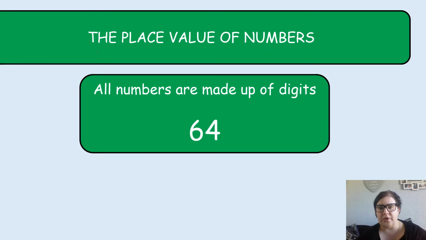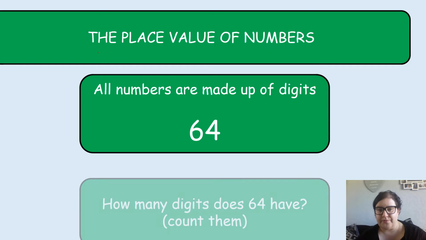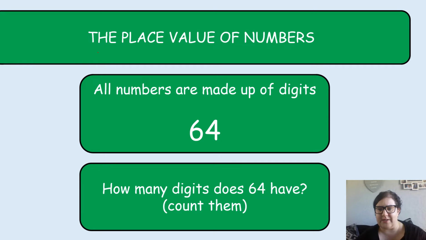Our maths lesson today, we are going to look at place value of numbers again. All numbers are made up of digits. You can see there on the screen the number 64. How many digits does 64 have? Count them. We've got 1, 2. 64 is made up of 2 digits.